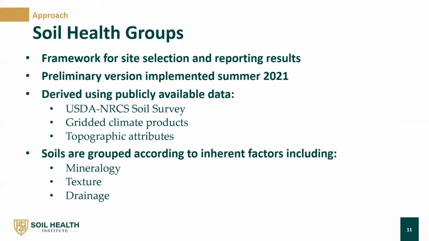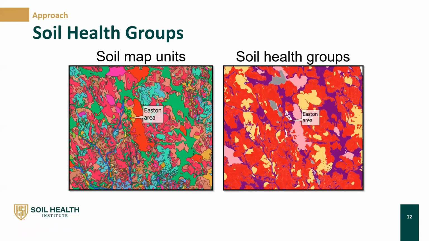We'd also want to take those maps and gridded products and be thinking about what groups make sense in terms of mineralogy, texture, and drainage. So I'm going to show you an example of using soil survey data and aggregating it based on some of these inherent properties. And then later on, we're going to look at an example of how texture can be important in selecting soil health groups.